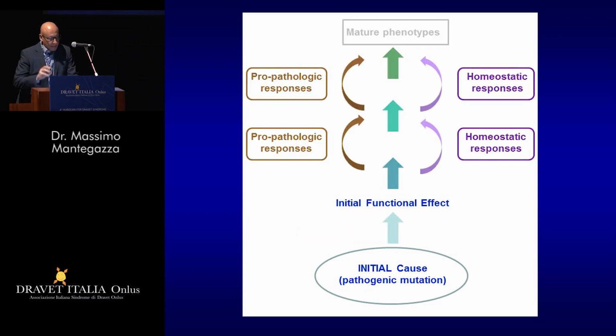And then the pathogenic mutation often is just the initial cause. And the effect that you see studying this single pathogenic mutation is the initial functional effect. Then the biological system is perturbed and it responds with homeostatic responses and pro-pathologic responses, so pathologic remodeling. So you change different things in the system till you get to the mature phenotype. So to understand the mature phenotype, you need to understand, yes, the initial functional effect, the functional effect of the genetic mutation that you have identified on the target protein, but then also all these responses that can be different in comparison with the initial functional effect.